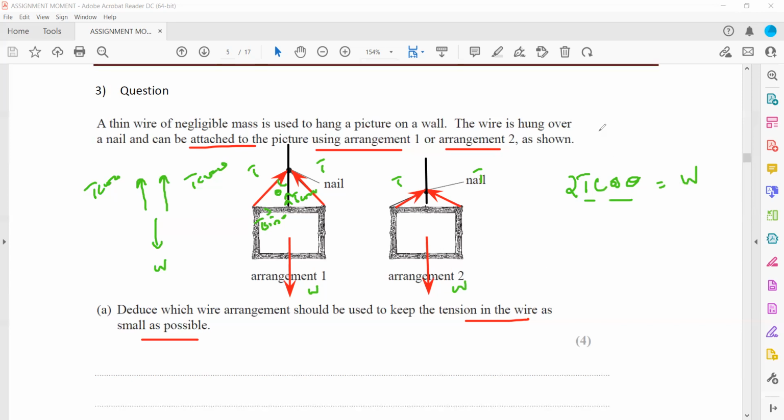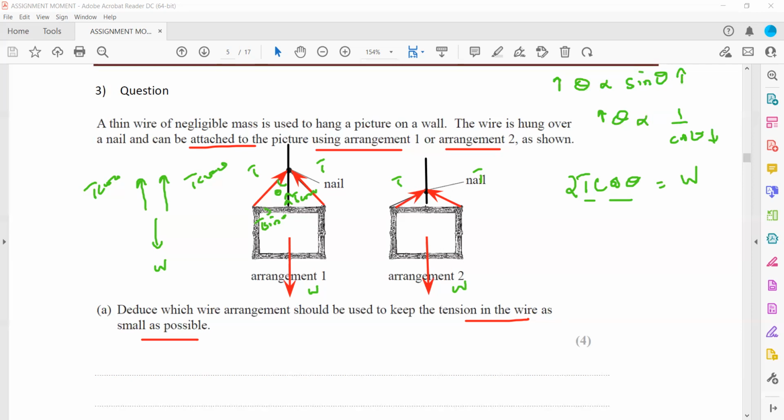What is the relation between theta and sine theta, or theta and cosine theta? Theta and sine theta are directly proportional to each other. If theta increases, the value of sine theta will increase as well. But for cosine theta, cos 0 is maximum and cos 90 is 0. So if the value of the angle increases, the value of cosine theta will decrease.